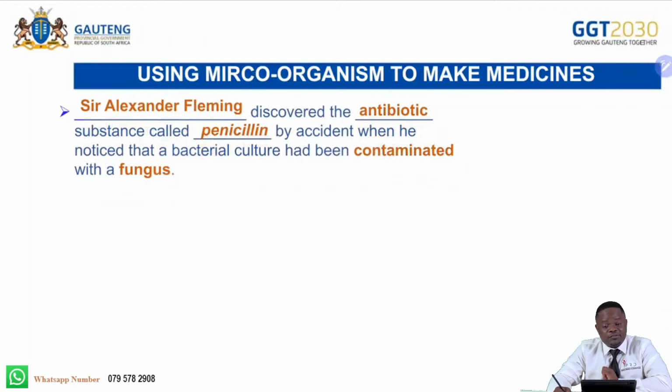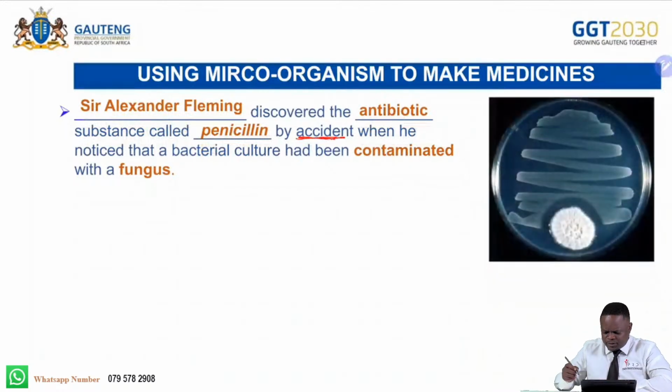Please take down this information. But I want you to look at how interesting it is, how he discovered this antibiotic. He discovered it by accident, when he noticed that the bacterial culture he made had been contaminated by a fungus. So it means he did not want this fungus, but he realized there was a fungus now in the culture that he was studying. So take note, this is the bacterial culture. Do you see this image there? Inside you see that white stuff there. There is some fungus.